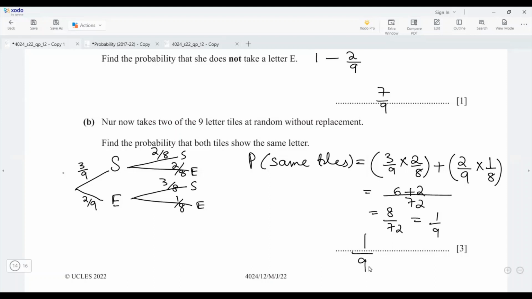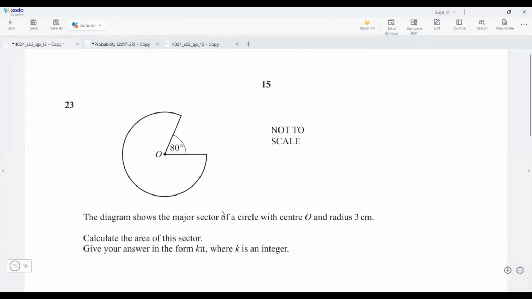I hope you understand. If you have any queries, I will make some other videos related to probability and explain each type of question related to probability, especially for the tree diagram and other questions. So moving ahead to the next question.